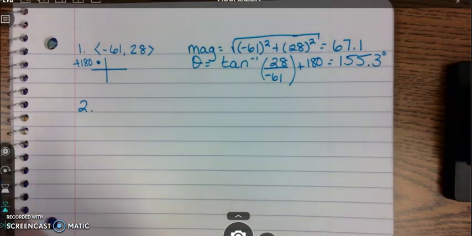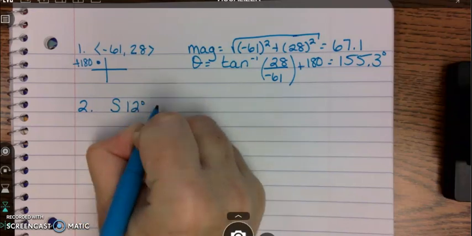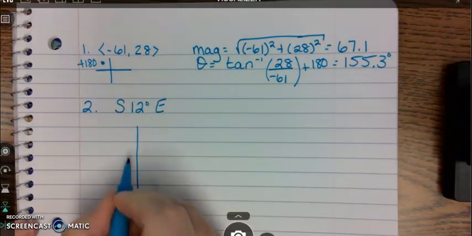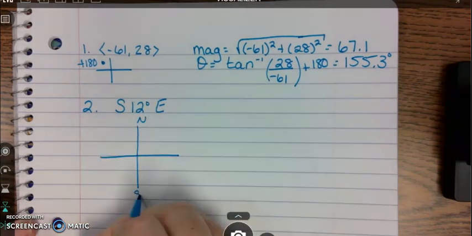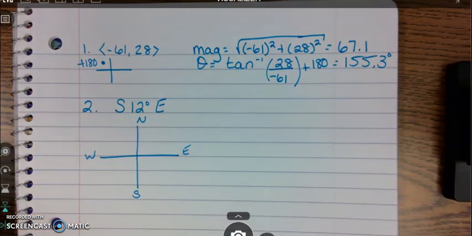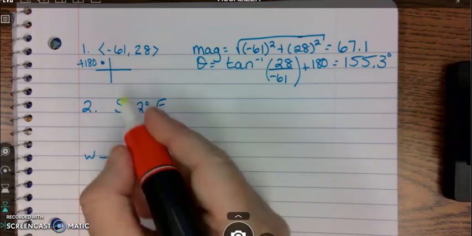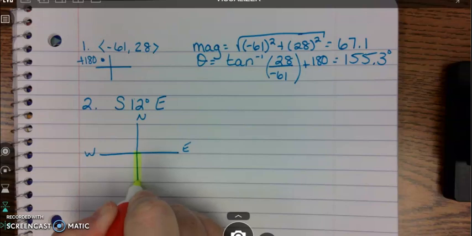Number 2. Aria is running 6 miles per hour, going south 12 degrees east. Let me do this; I came up with a new method. North, south, east, and west. Just like I did before, whatever comes first is the first thing we do. So we're going to go south, then we're going to go east.